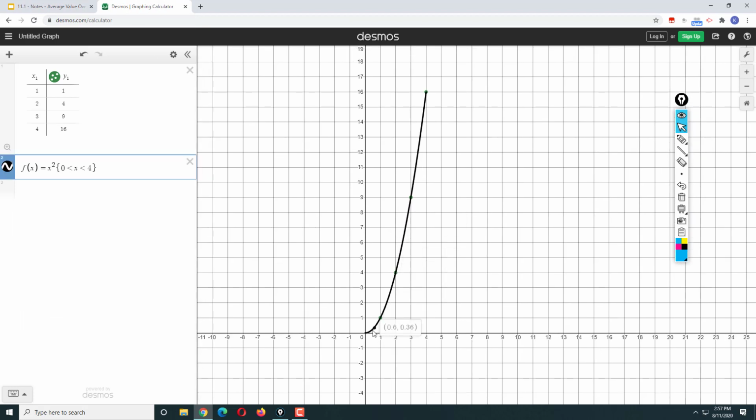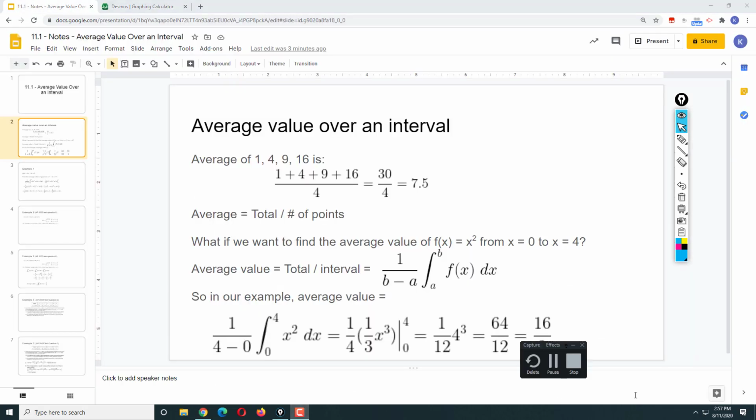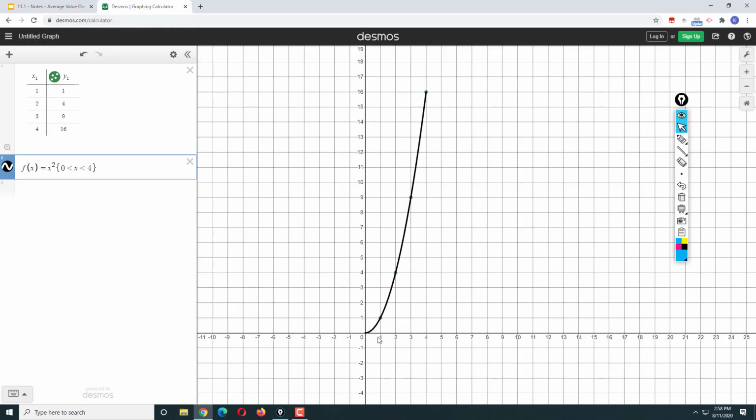Why is this average smaller than the average of the 4 points? As you can see, on the line segment there are points that are smaller than the point at 1. We have some points on the line that are smaller than 4. There are points in the line segment that are smaller than the point at 9. And finally, there are points in the line segment that are smaller than the point at 16. So it has to be smaller.